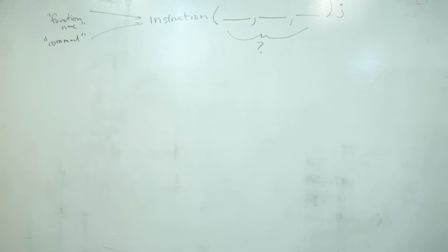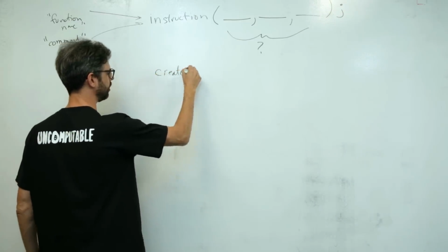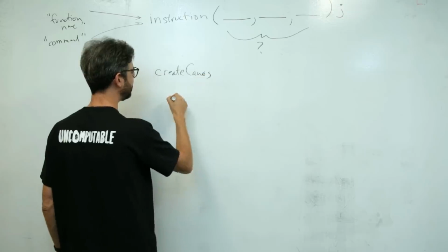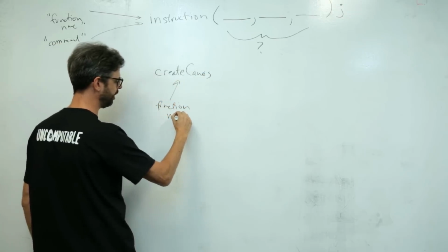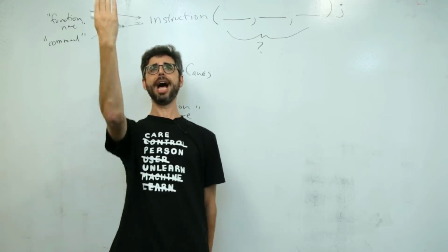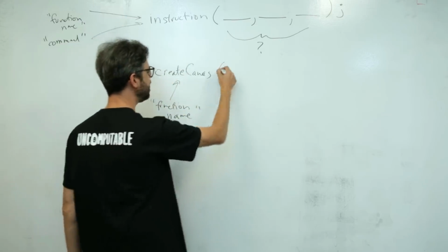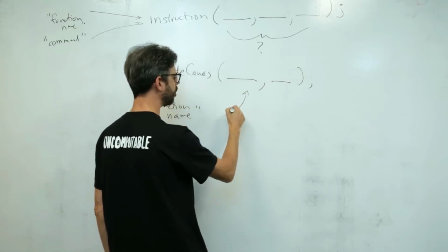But let's come back over here. So createCanvas. This is the function name. Let's use the real terminology. You can think of it like a command. createCanvas, that's your command. These are called the arguments.